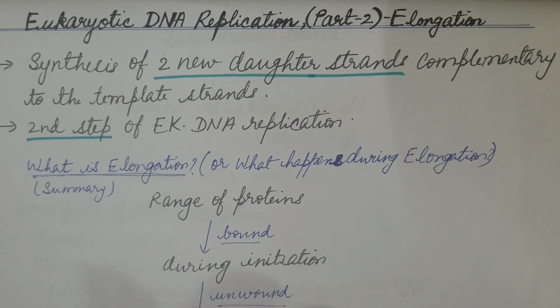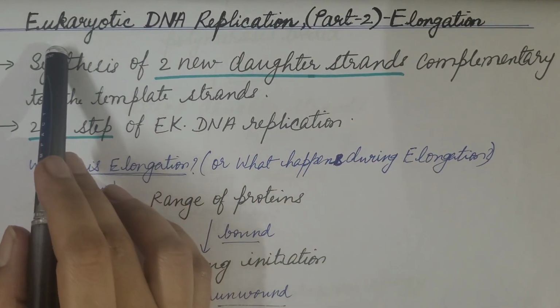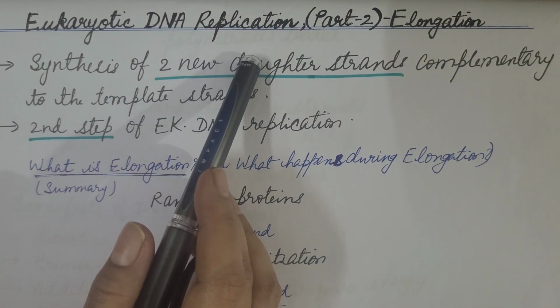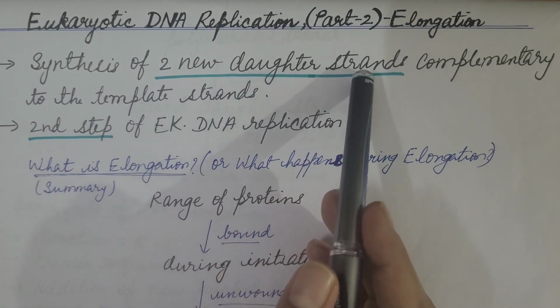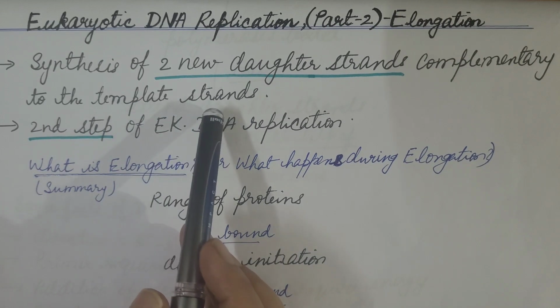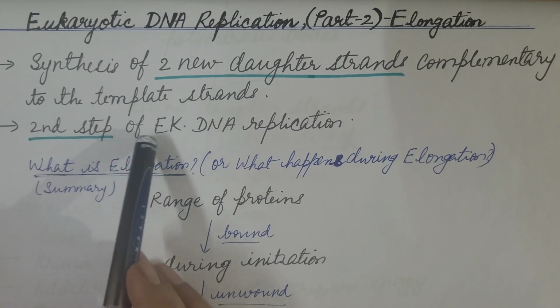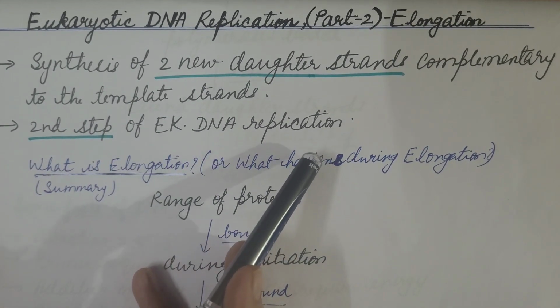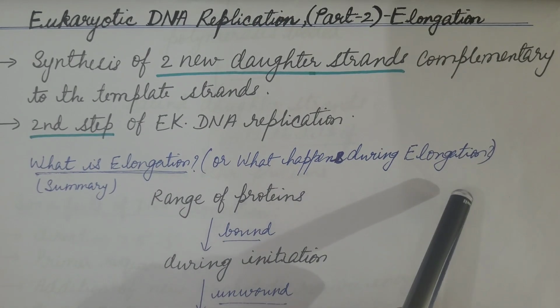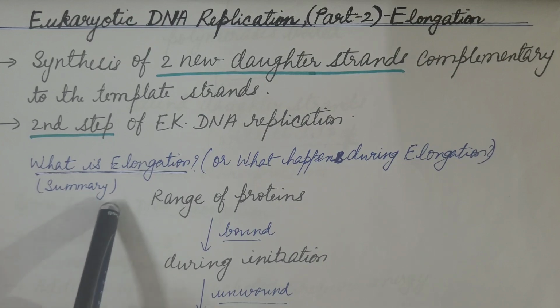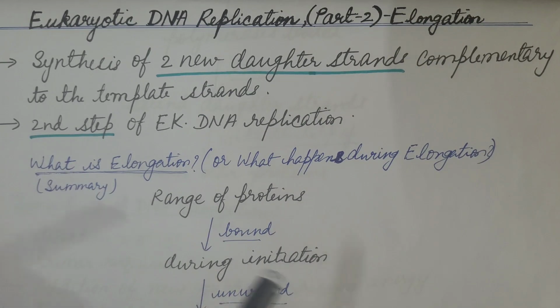In this video we are going to discuss the elongation step of eukaryotic DNA replication. Elongation is the synthesis of two new daughter strands complementary to the template strands. It is the second step of eukaryotic DNA replication. Now, what happens during elongation? Let us summarize it.